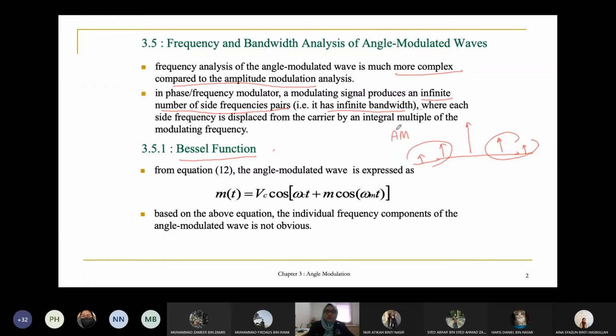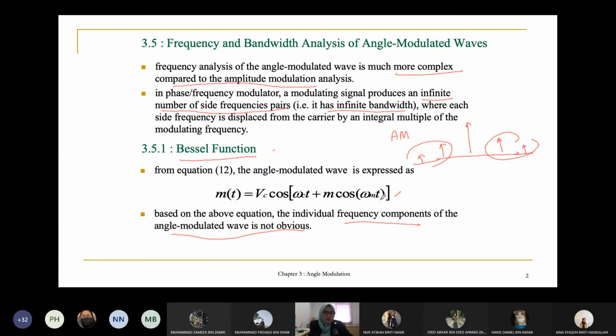Remember this is the formula that you have learned in part 1. This is the formula for the angle modulated wave: m(t) equals Vc cos(omega_c t plus m cos omega_m t). But from this equation, you cannot know how many frequency components there are. Based on the above equation, the individual frequency components of the angle modulated wave are not obvious. But for amplitude modulation, based on the equation itself, you can know how many sidebands there are.